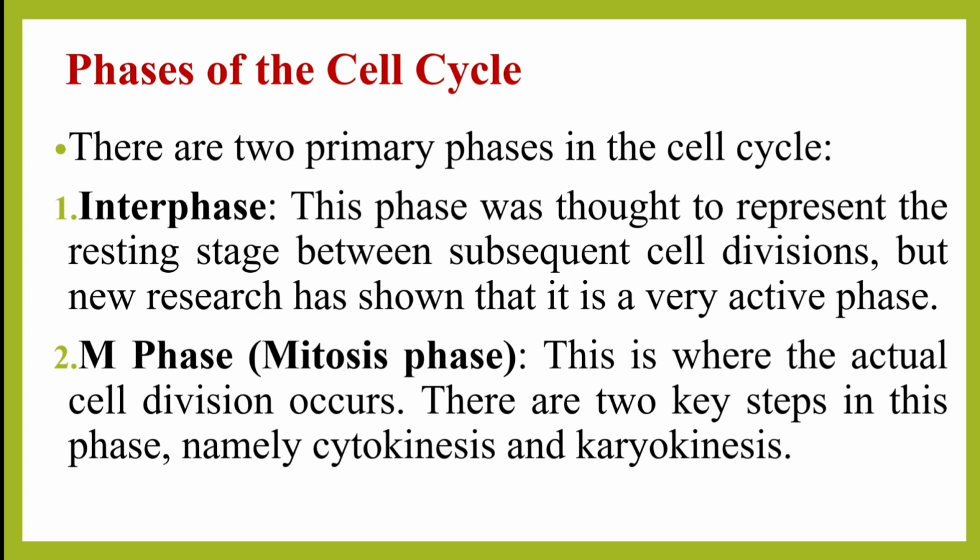So what are the phases of the cell cycle? There are two primary phases of the cell cycle. One is interphase and the second one is M phase. Interphase is the most active phase of the cell cycle, in which the cell prepares itself for the upcoming division. And M phase is the phase where the actual cell division occurs.